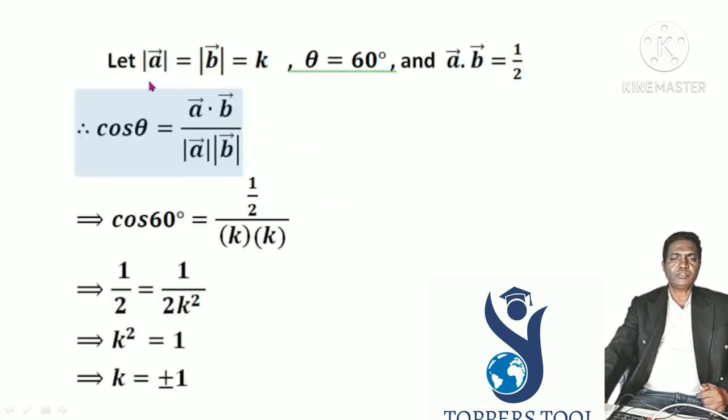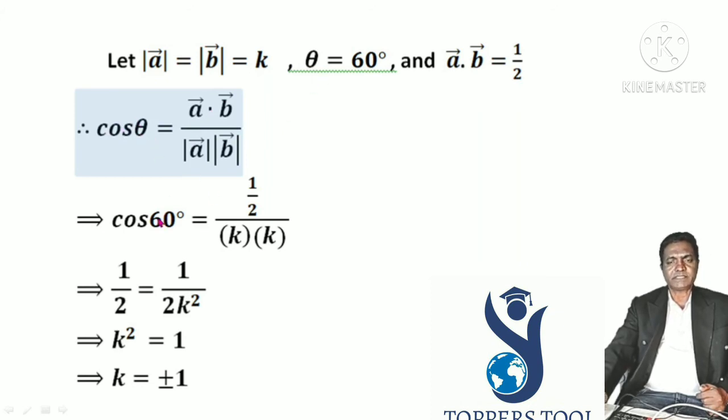So let us assume that magnitude of vector A and magnitude of vector B is k, because you are given that they are two vectors such that their magnitudes are equal. So assume that their magnitude is k and the angle between them is 60 degree and the dot product is 1 by 2. This is the given information. Now apply the cos formula. Cos theta is this formula, as we all know.